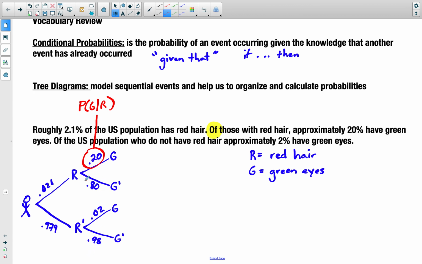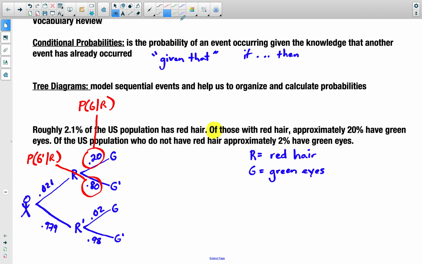So this one, if I had to write it symbolically, this is the probability that someone does not have green eyes given that they have red hair. And same with down here. So these are all conditional probabilities. So when you're calculating, well, we'll get into that here in a minute.